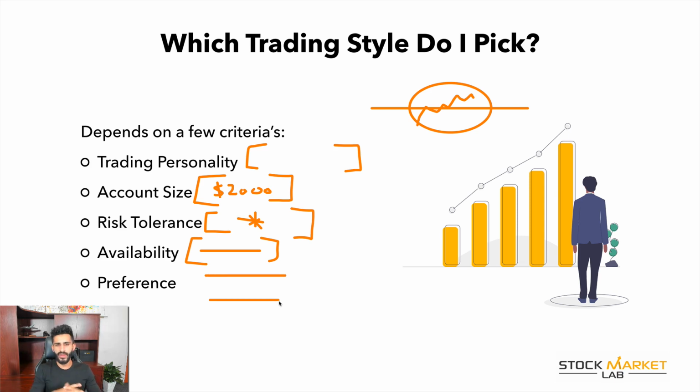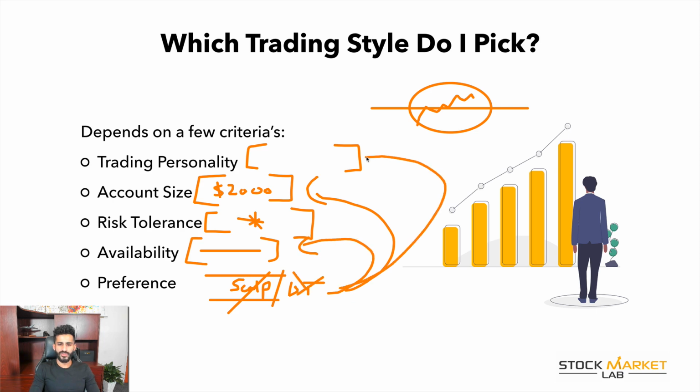Sometimes what your preference may be might not be the best route to take. For example, my preference may be, hey, I want to day trade or I want to scalp. Cool. My preference is to scalp, right? Or my preference is to day trade. Cool, that's what I want. But can I do that? No, I can't scalp. Okay, do I have the availability? No, I can't. What's my trading personality?